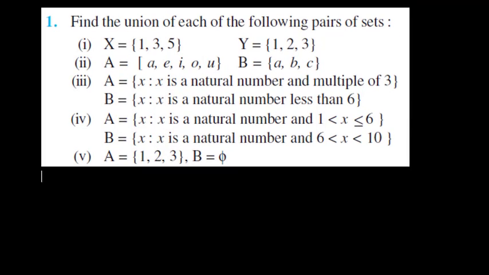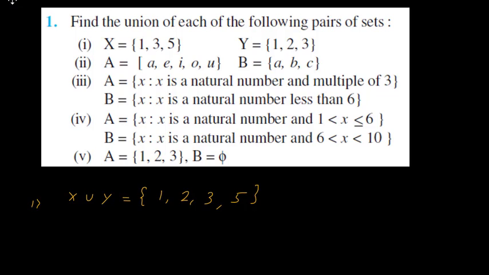So you will denote it as X union Y, and then you will write all the elements which are present in either set X or set Y or both. So 1, 2, 3 and 5. This is X union Y. The element which is common I have written once. Similarly, second, we have to find the union of A and B. So it will include A, B, C, E, I, O, U.